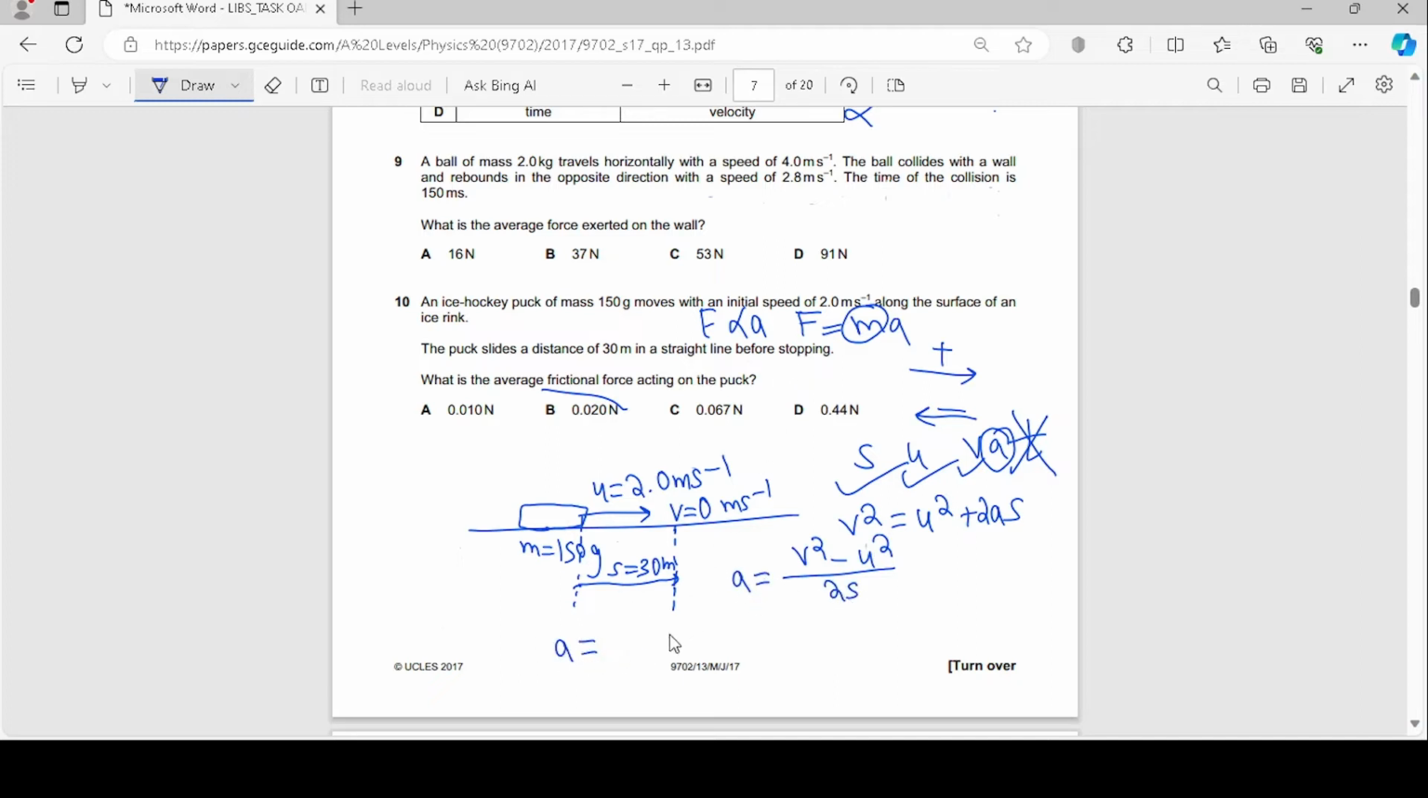So a equals my final velocity, 0 squared, minus my initial velocity, which is 2.0 squared, and that is going to be m squared s to the minus 2, because m s to the minus 1 is the unit, and because you're squaring the velocity, it's going to be m squared s to the minus 2. And then divide that by 2 multiplied by the displacement. So the displacement is 30 meters, and already you can see that this cancels, so I get the unit as m s to the minus 2, which is correct because that's the unit of acceleration. Now let me find the answer to this.